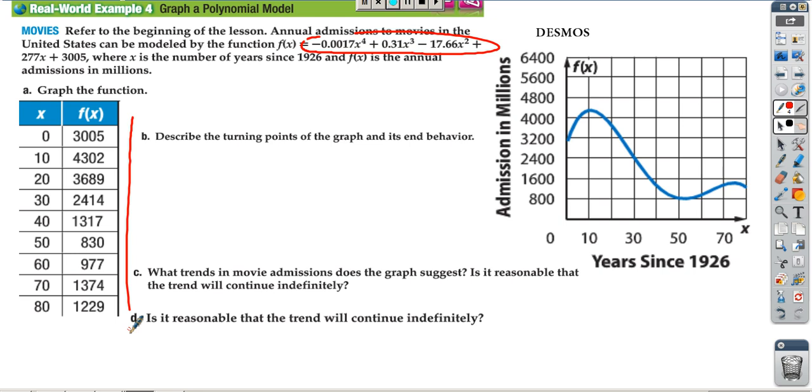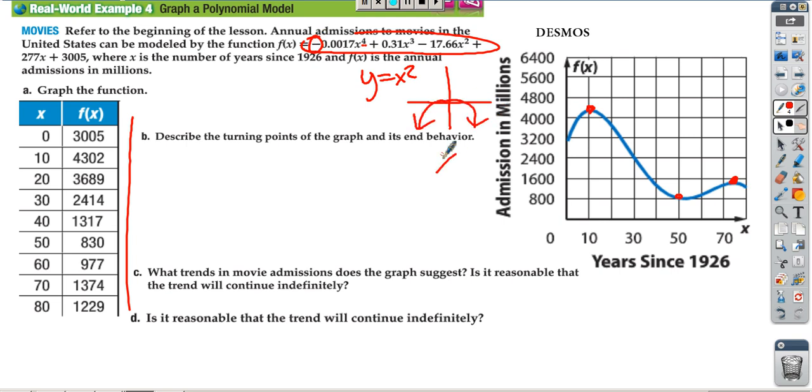Describe the turning points of the graph. Well, it's raised to the 4th power, so it could have at most 3 turning points. There's 1, there's 2, there's 3 on that picture. Its end behavior. Well, the end behavior is a 4th degree. So remember, 4th degree or any even number degree behaves like a parabola, but because that's negative, it's going to behave like an upside down parabola.